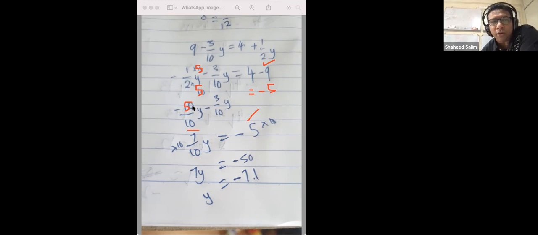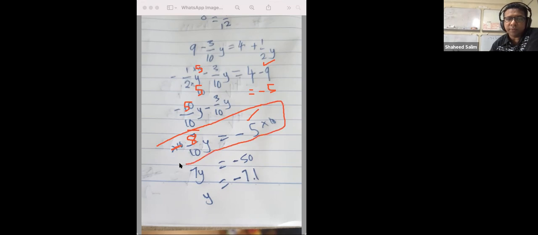Then you owe $5 to your mom, owe $3 to your dad. Total you owe is $8. Then you move on to solve it. So you can move on from here. Okay, this one is still okay. Minus 8 over 10y equals to -5. Then you can times by 10 both, and let's see whether you get the answer.